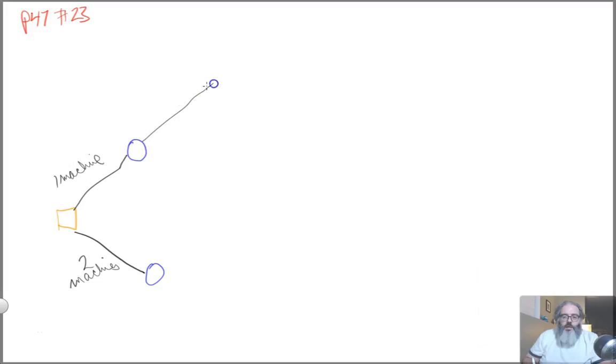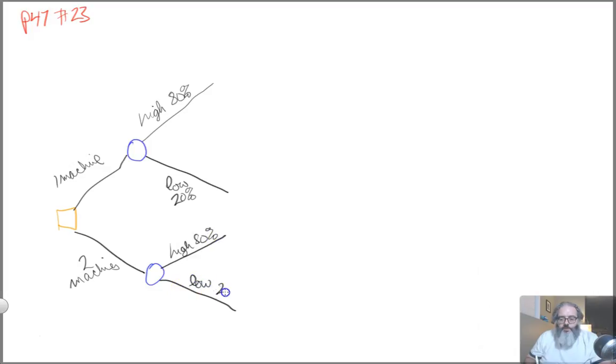So we can have high demand, and the probability of that occurring is 80%. Or we can have some low demand, and the probability of that is 20%. In this scenario, we're going to have the exact same options. Whether we put two machines in, we'll have high, and it'll be 80%, and low, and it'll be 20%.